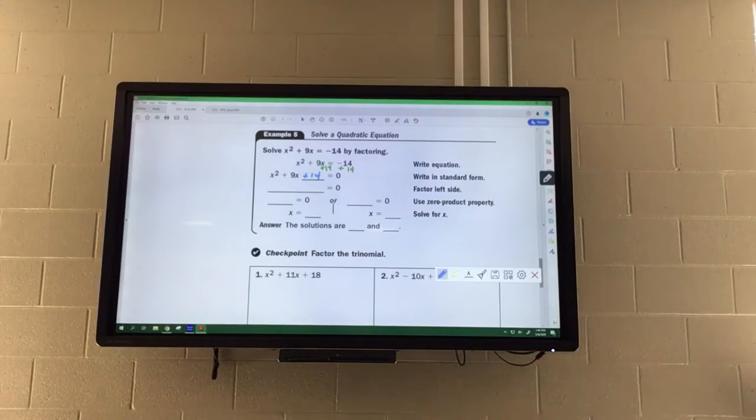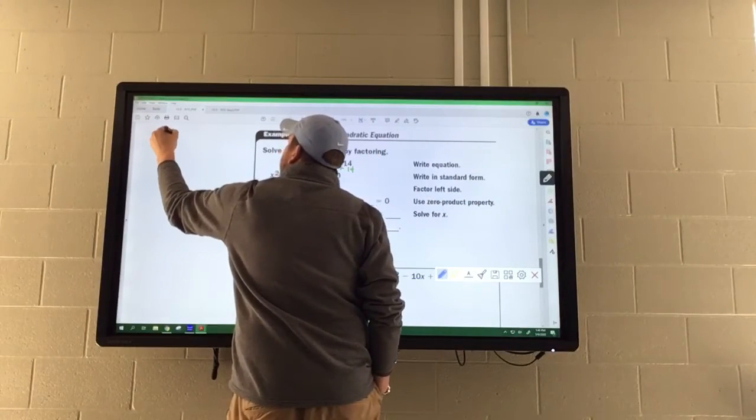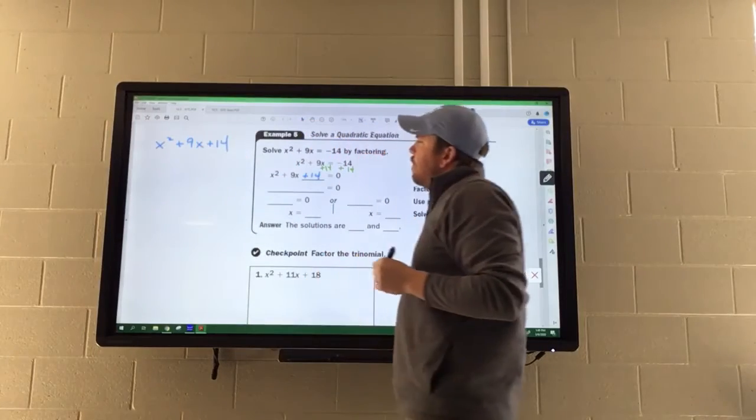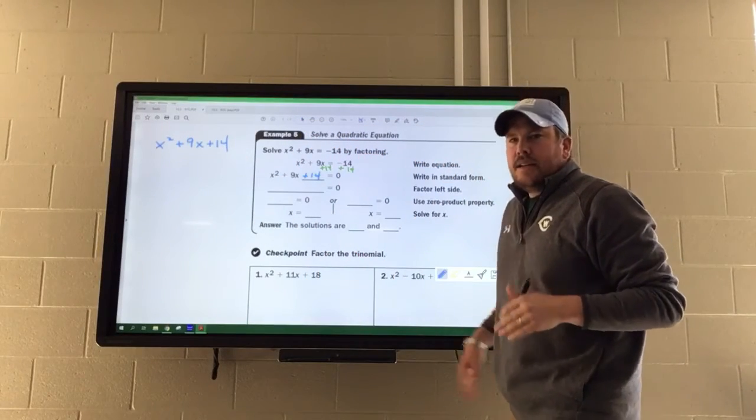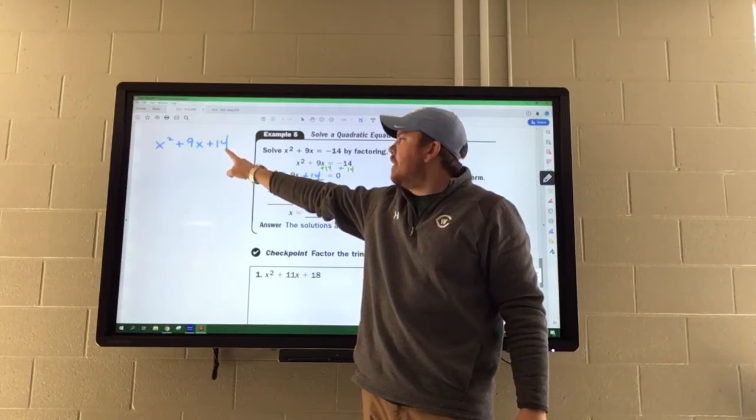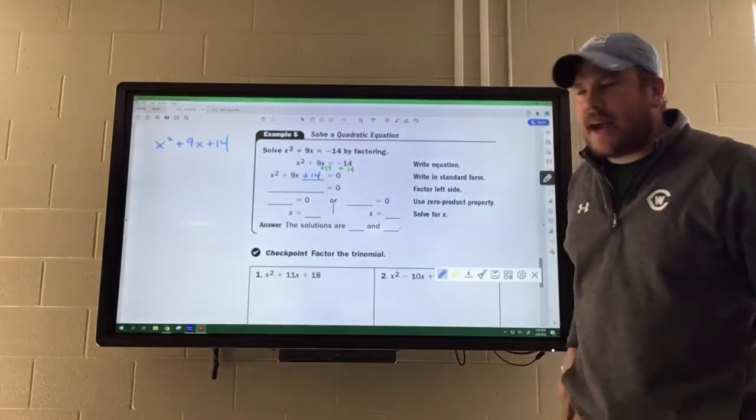And now we need to factor. So we have x squared plus 9x plus 14. Now what I need are numbers that multiply to equal 14, but add to equal 9. So let's list out our factors of 14.